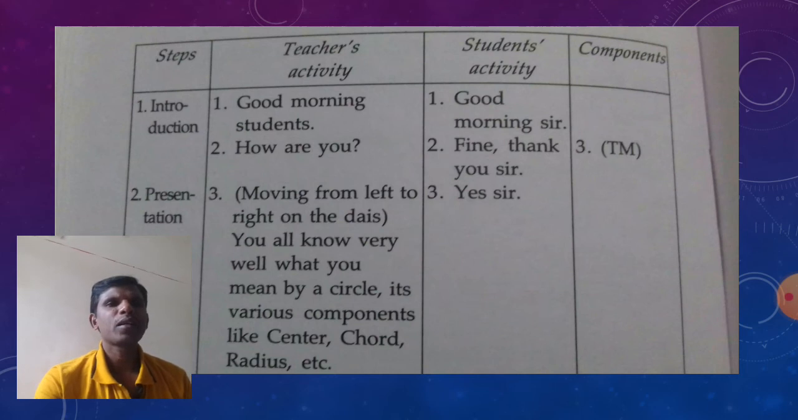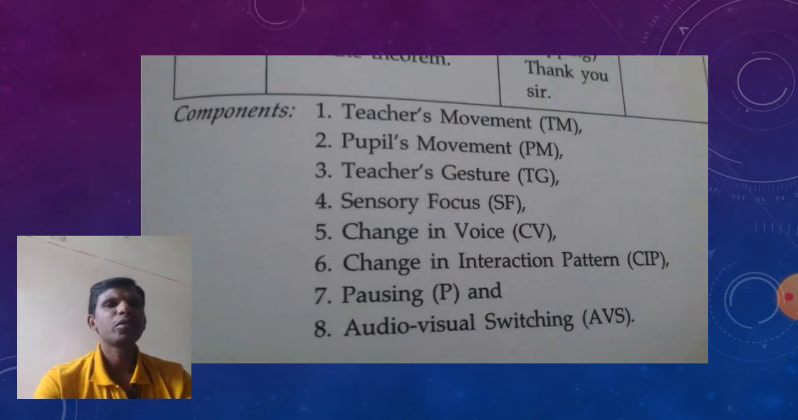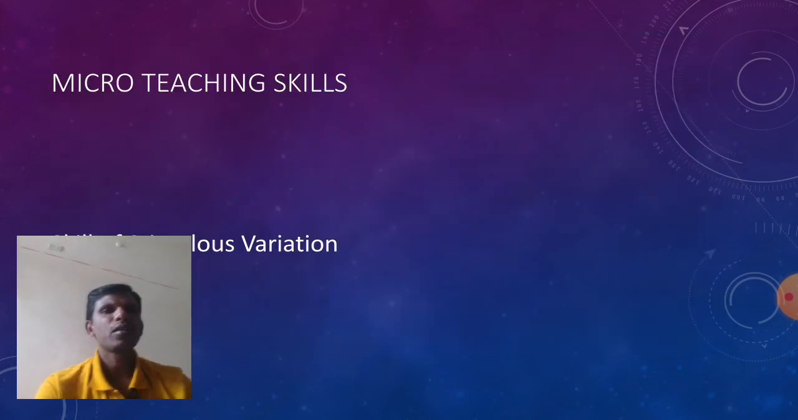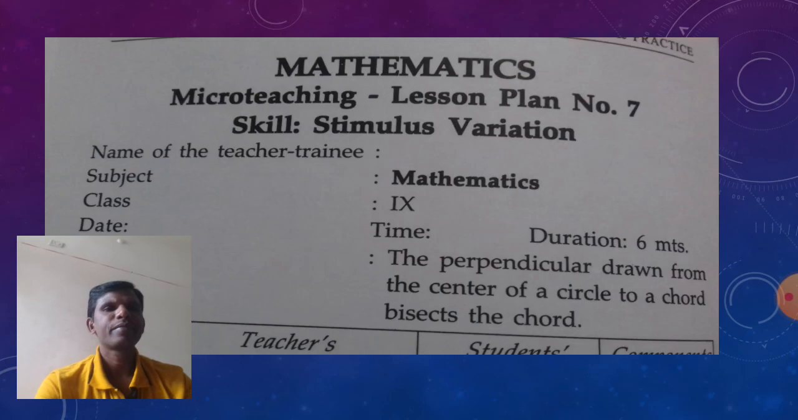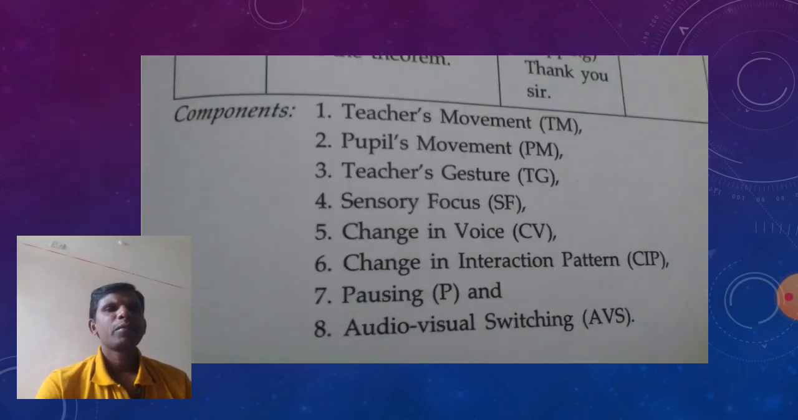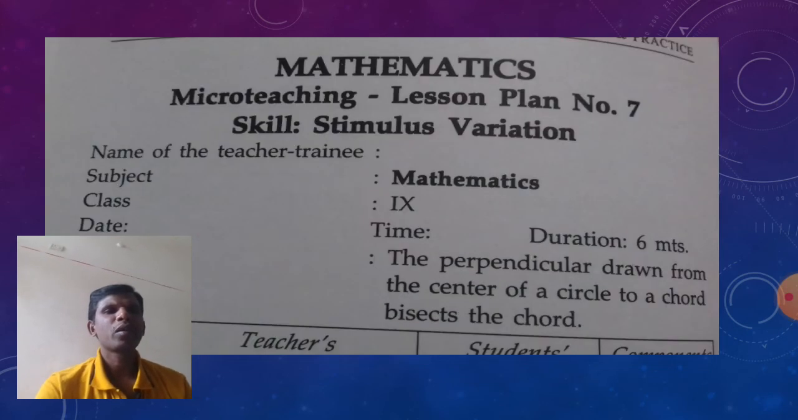So we are discussing the topic. Which topic we have, I did not announce yet. This topic we are going to discuss now. The topic is the preliminary information. We have to write it. You know already what that is. Class 9th, duration 6 minutes. The topic is the perpendicular drawn from the center of a circle to a chord bisects the chord. So this is the topic we are discussing in the lesson plan using the skill of stimulus variation.